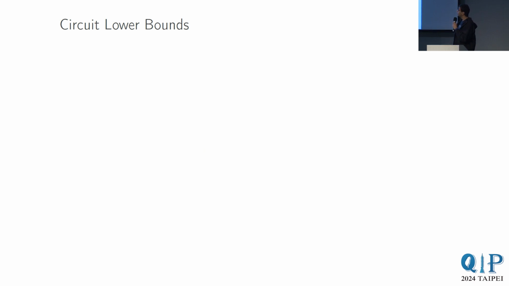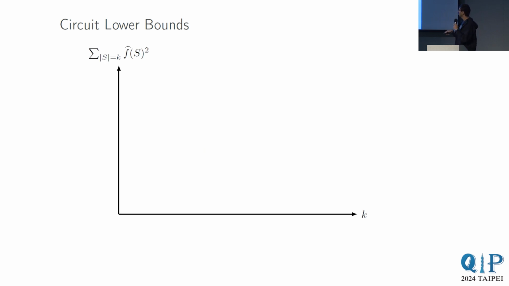So let's plot the Fourier spectrum as follows. The x-axis is going to be the degree of the monomials. The y-axis is going to be the weight, the L2 weight at level k, or in other words, the sum of the squares of these Fourier coefficients of the degree k monomials. That was a mouthful, but hopefully it makes sense.